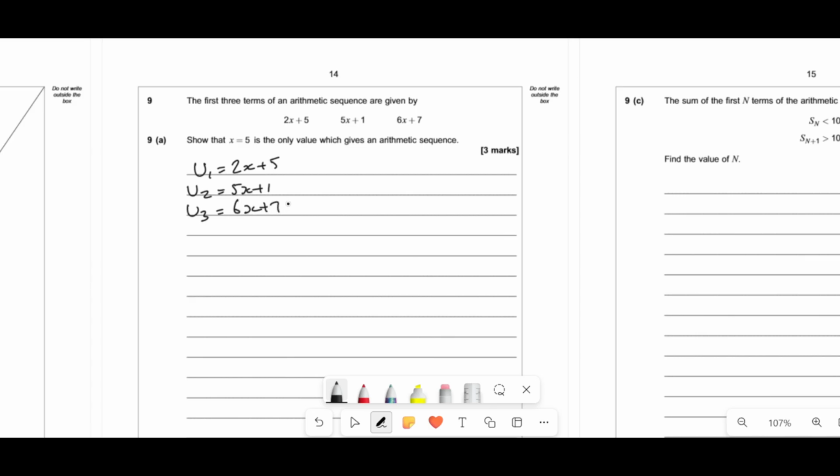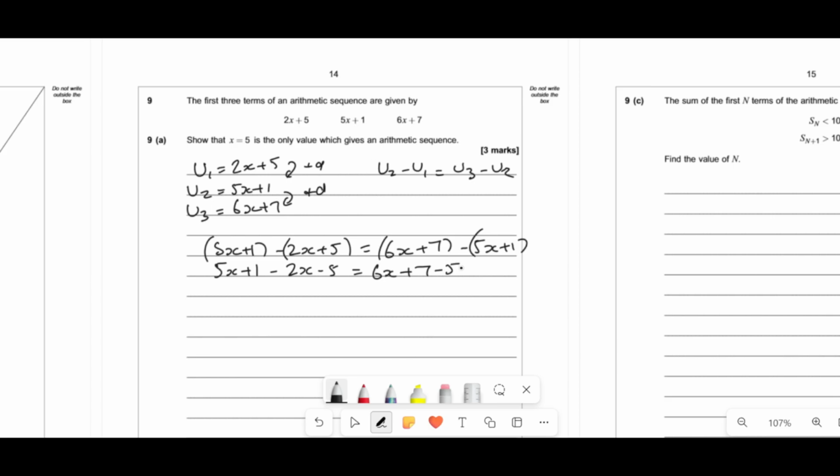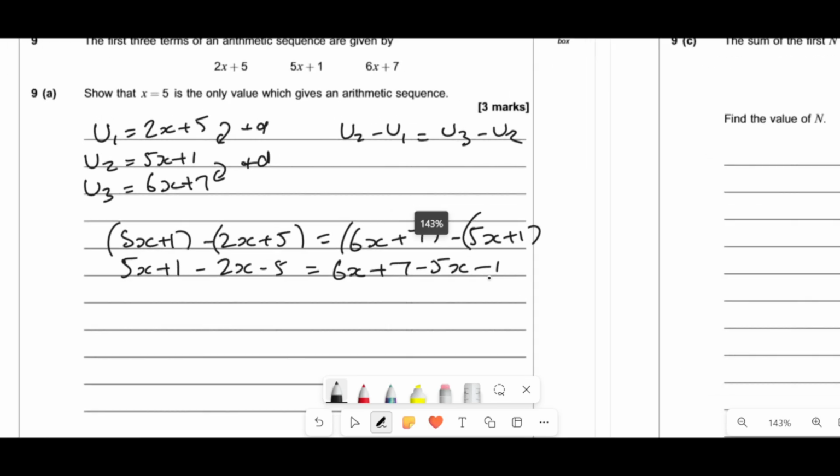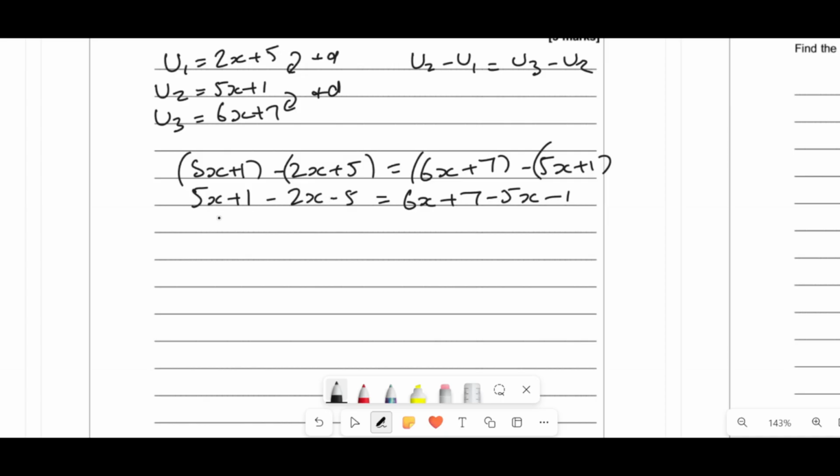Now when you've got an arithmetic sequence, each time you're adding a common difference, d, right? So that must mean that u2 minus u1 must equal u3 minus u2, the difference between these two. So u2 minus u1 is 5x plus 1 minus 2x plus 5, which has to be equal to u3 minus u2, so 6x plus 7 minus 5x plus 1. If I tidy that up, I get 5x plus 1 minus 2x minus 5 equals 6x plus 7 minus 5x minus 1. If I then tidy this up a little bit more, 5 minus 2, well, that's 3x.